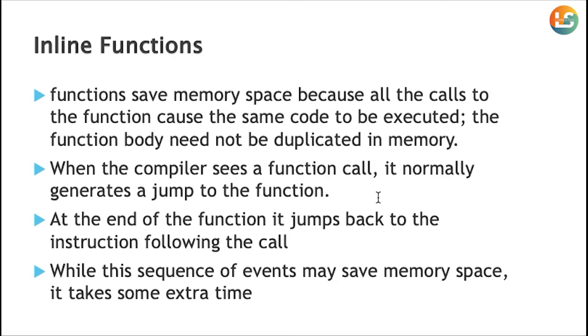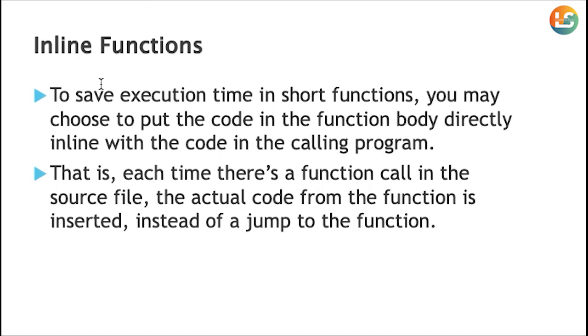To save execution time in short functions, you may choose to put the code in the function body directly in line with the code in the calling program. That is, each time there is a function call in the source file, the actual code from the function is inserted instead of a jump to the function. So if you declare a function as an inline function, it means whenever it is called, your control is not going to shift to the function, rather your function body is copied at the place of the call.